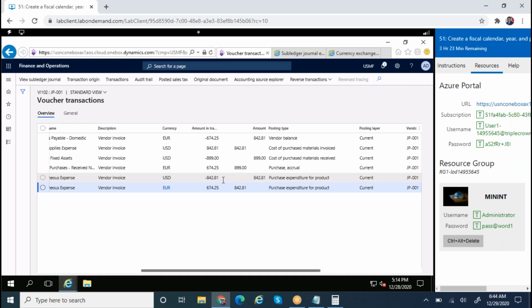So now during the invoice, whatever the exchange rate is, it will be considered and posted in terms of US dollars. Actually, in terms of US dollars, it is 899, but it is now 842.81. The reason behind it is a change in US dollars versus euro. It is the difference. Understood?